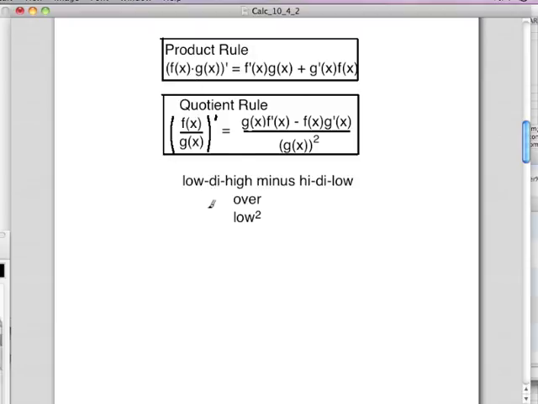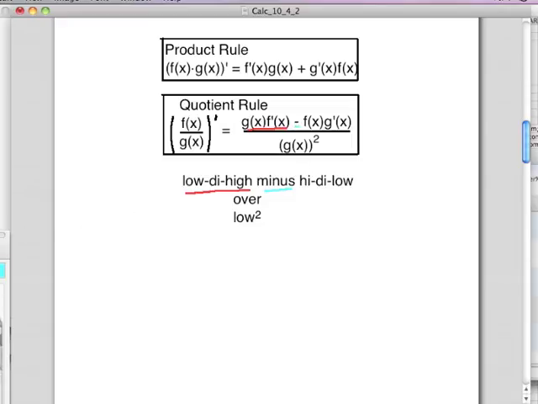And this is just a way that some people remember it. Like, just remember SOHCAHTOA. We remember this. This is low d high. So low d high is g of x times f prime of x, right? The low is the g of x. The high is the f prime of x. So d high is the derivative of the high function minus, well, the minus is just that minus sign right there. And that's going to be the killer.